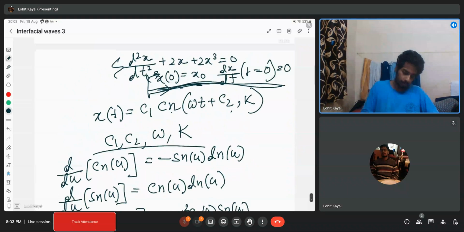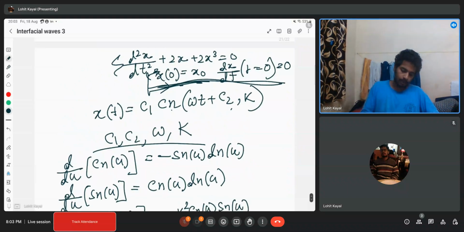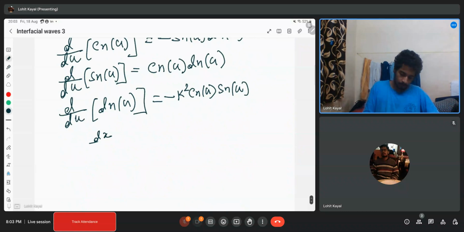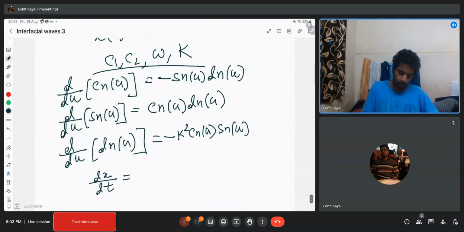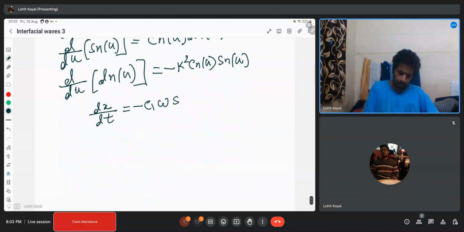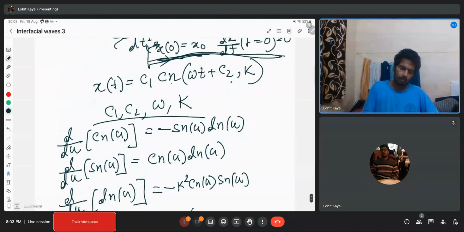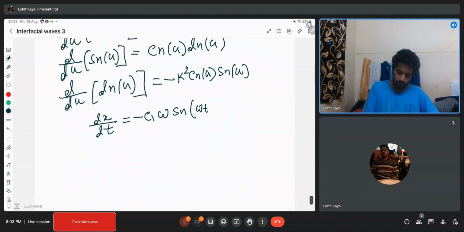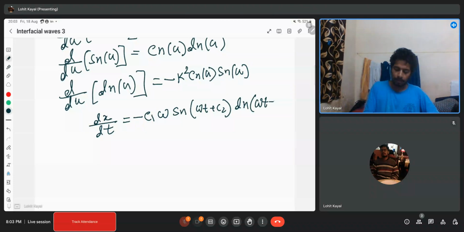Now let us first find dx dt. It will be minus c1 omega sn(omega t plus c2) times dn(omega t plus c2). As k is constant, I will not be writing it. I will just write omega t plus c2. So this is your dx dt.